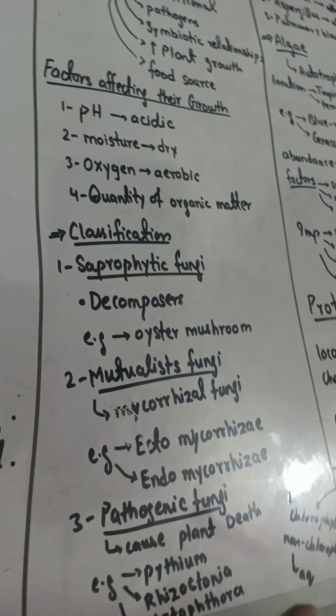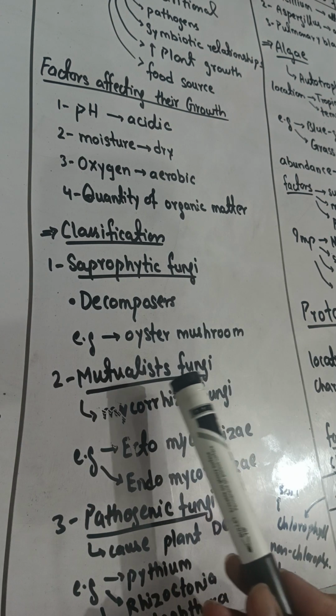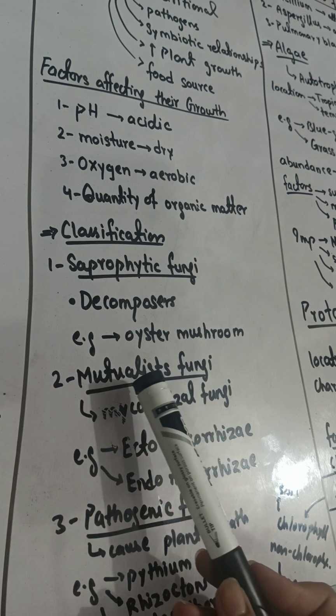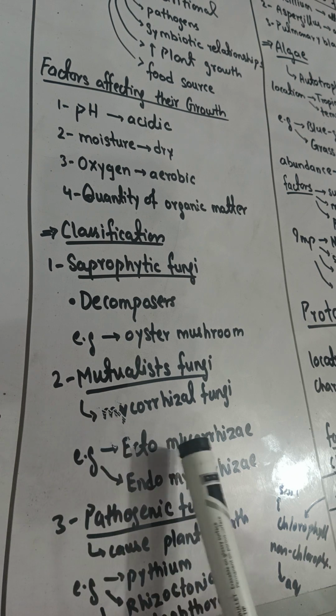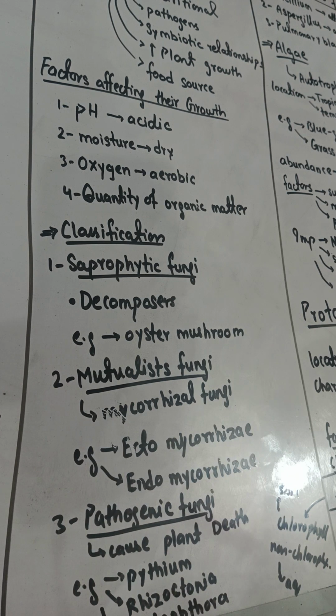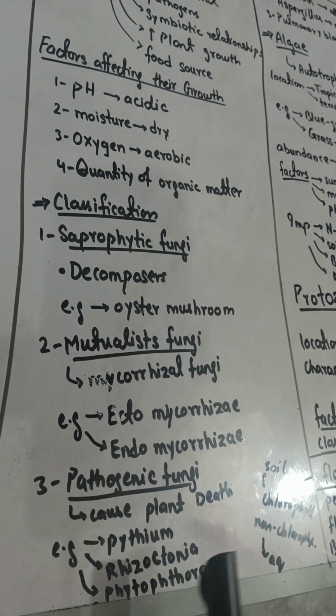Now let's discuss the classification of fungi. Saprophytic fungi are the decomposers. They decompose dead matter, like the oyster mushroom, which is an example of it. Then mutualistic fungi are called mycorrhizal fungi. These fungi have a symbiotic relationship with the roots of the plant. They help provide nutrition to the plant, and in return the plant provides organic material to the fungi. Examples of these fungi are ectomycorrhizae and endomycorrhizae.